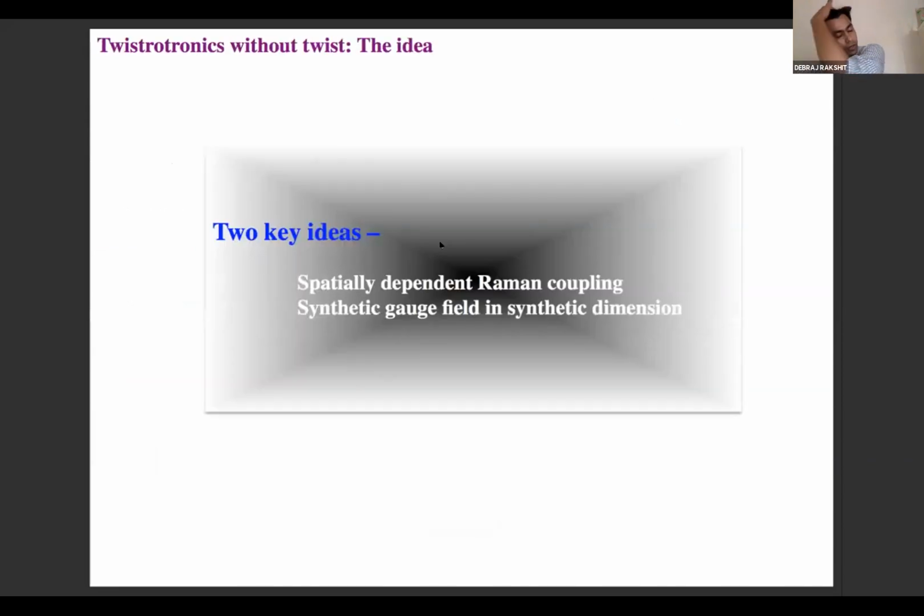This work is based on two key ideas. One is, as I said, the spatially dependent interlayer tunneling, that is, spatially dependent Raman coupling, which I will explain a bit more in my next slide. And then there is another idea, which is a synthetic gauge field in synthetic dimension.